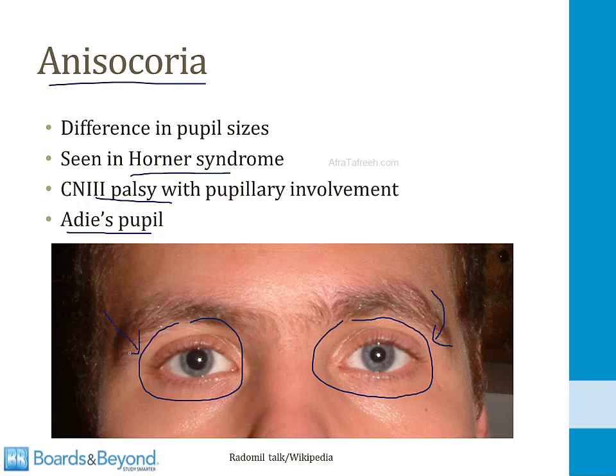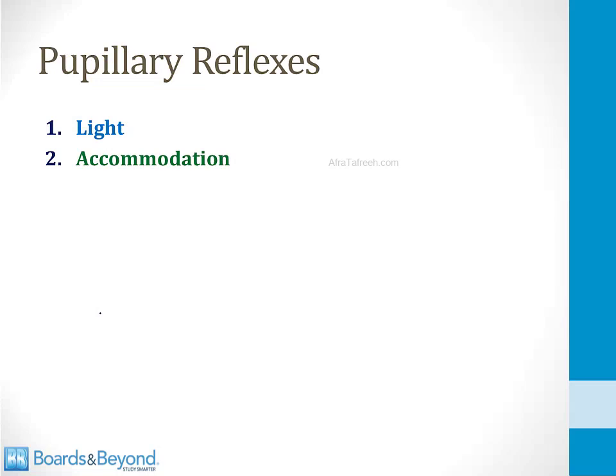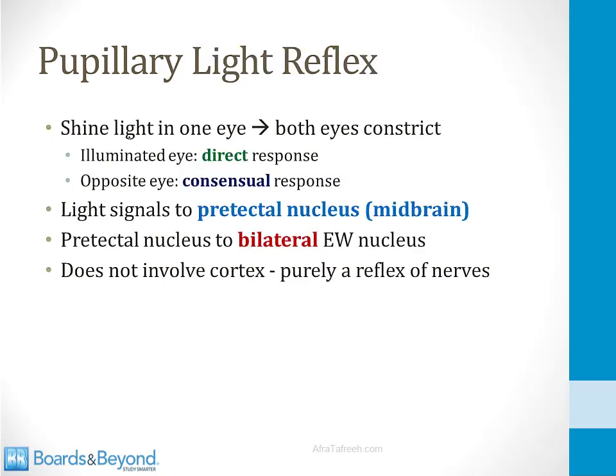the abnormal one. There are two pupillary reflexes that are tested as part of the physical exam to make sure the innervation of the pupils is normal. Those are shining light in the eye and asking the patient to focus on a near object, which is called accommodation. So we'll talk about these two reflexes now. To test the pupillary light reflex, you shine light in one eye and both eyes should constrict.